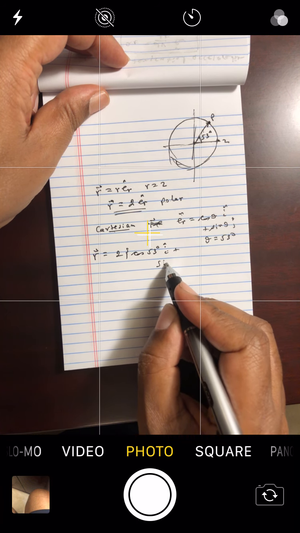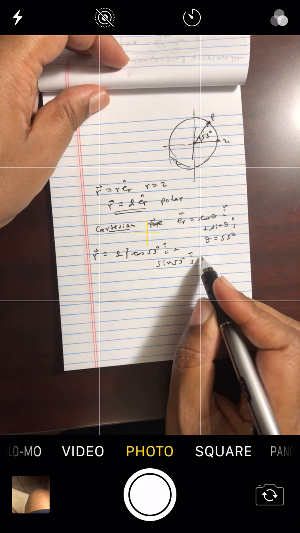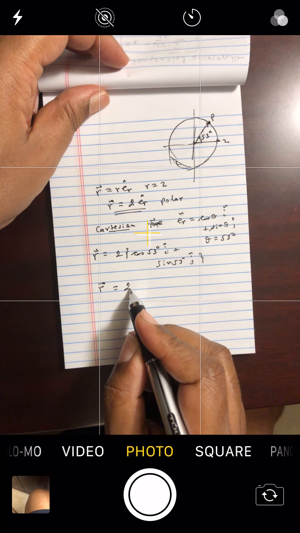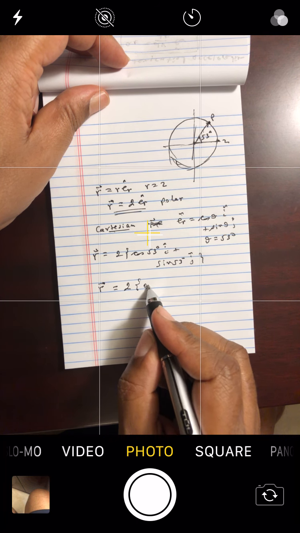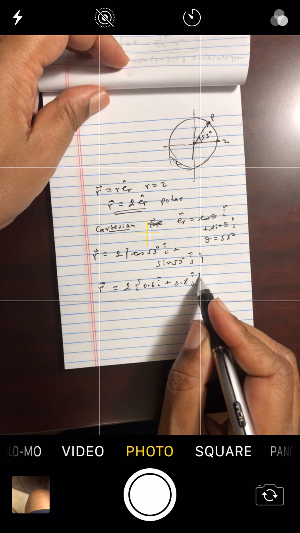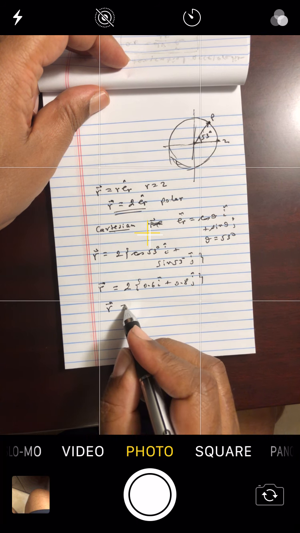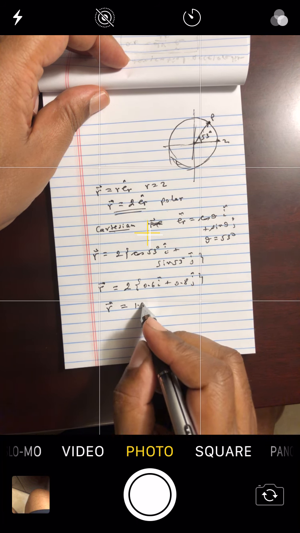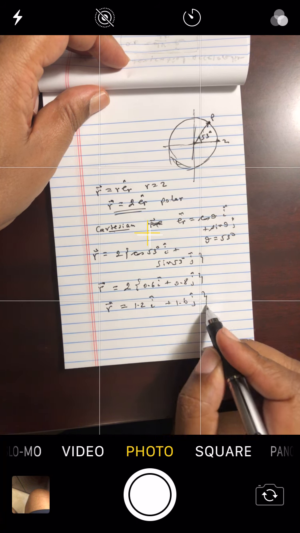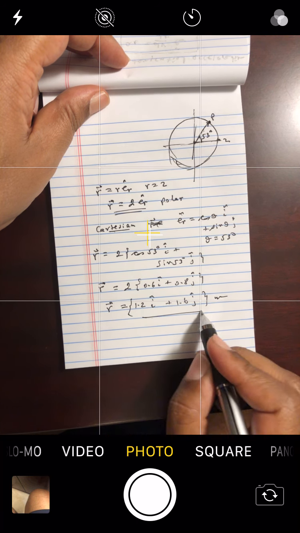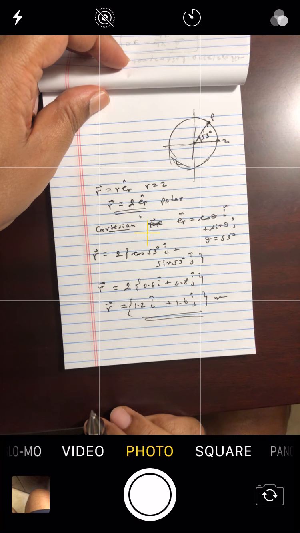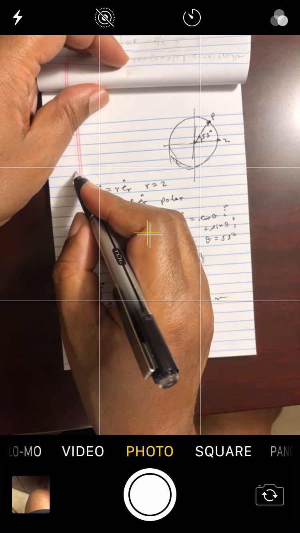plus sine 53 degrees in the j direction. So the position vector in Cartesian coordinates is 2, cosine of 53 is 0.6 in the i direction, sine of 53 is 0.8 in the j direction. So in Cartesian coordinates it is 1.2 in the i direction plus 1.6 in the j direction. This is the position vector in Cartesian coordinates, and this is the position vector in polar coordinates. So this is for the position vector.